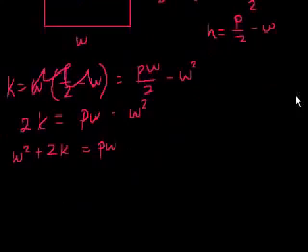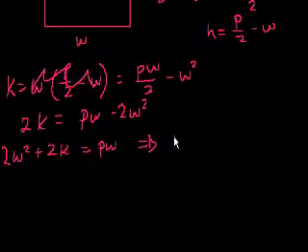Let's subtract, because all of the choices have them setting equal to 0. So then we could subtract pw from both sides, and you get, oh wait, I made a mistake. If we multiply both sides of this by 2, 2 times k is 2k, 2 times pw over 2 is pw, 2 times minus w squared is minus 2w squared. So in this step, we have to add 2w squared to both sides. Sorry about that. So we have 2w squared plus 2k is equal to pw.